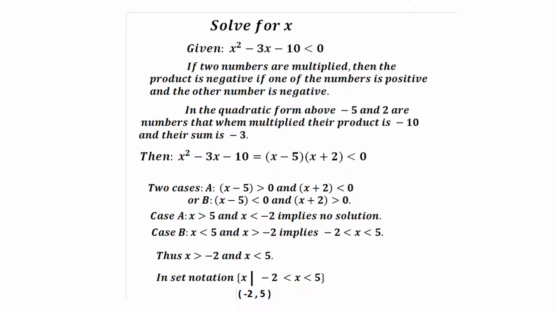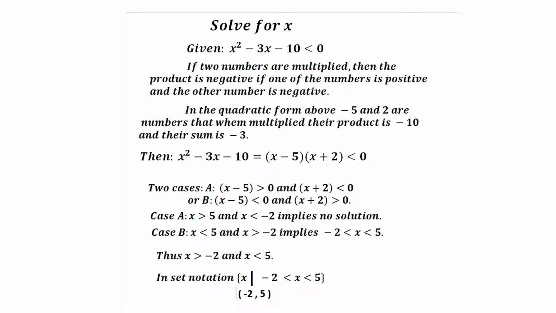This is a way of factoring. So we could rewrite x squared minus 3x minus 10 as x minus 5 times x plus 2. Check this out. First times first, x times x is x squared. Last times last, -5 times 2 is -10.